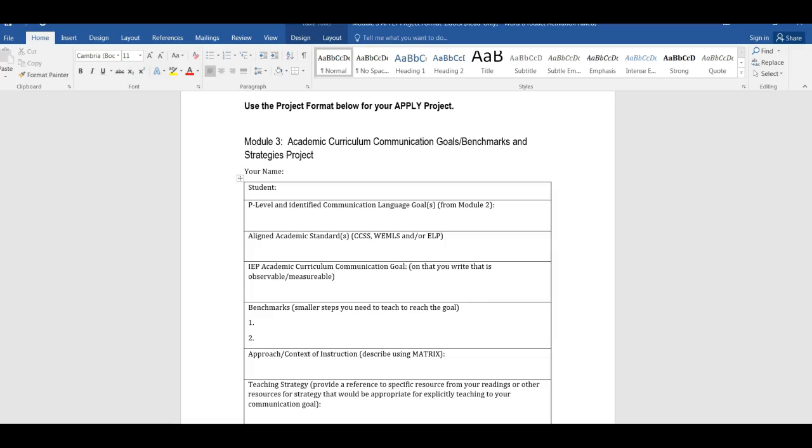Okay. I want to give you some information about what you have to do for Module 3. This is the final worksheet that you have. It's on the Apply. First is the P-level communication goal that hopefully, with a little bit of feedback, you changed, made better, made more specific from Module 2.